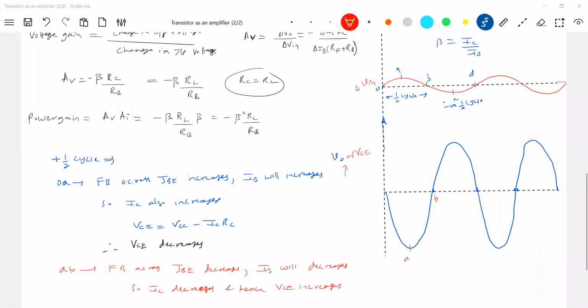Okay, fine. I wrote A only. This is A. Agree with this? So like this, we can explain the curve. Therefore, the input and output signals will be 180 degrees out of phase.